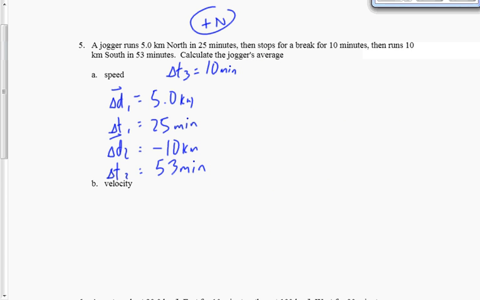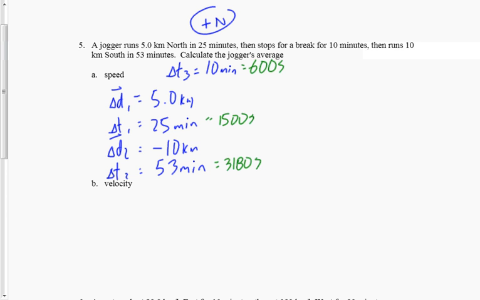We've got our same givens now, but we want to convert differently. Instead of converting minutes to hours, we're going to convert minutes to seconds. 10 minutes would be 600 seconds. 25 minutes would be 25 times 60, which is 1,500 seconds. 53 minutes, multiply that by 60, and you end up getting 3,180 seconds.